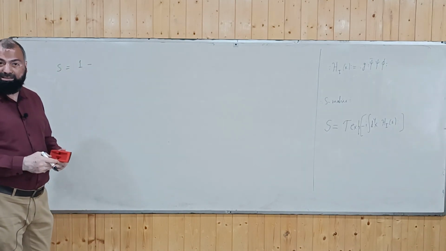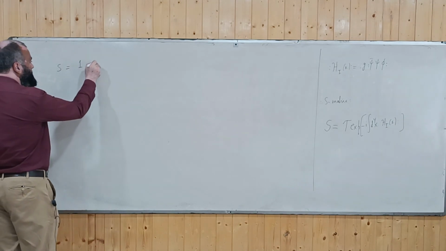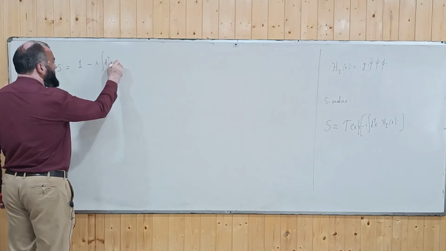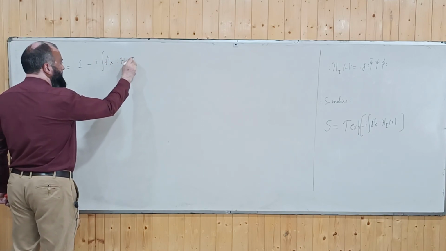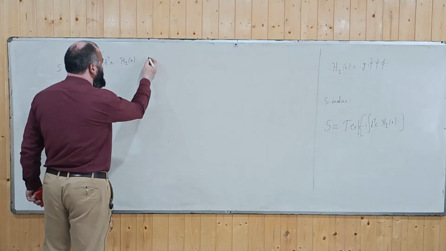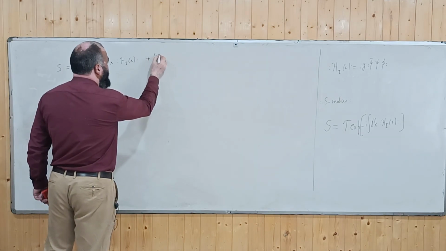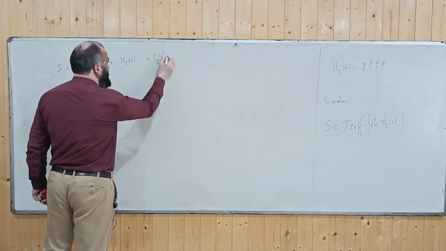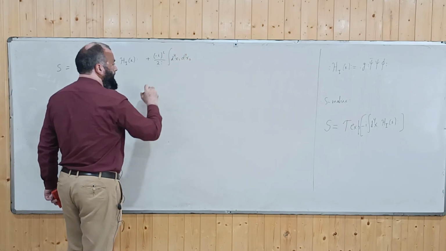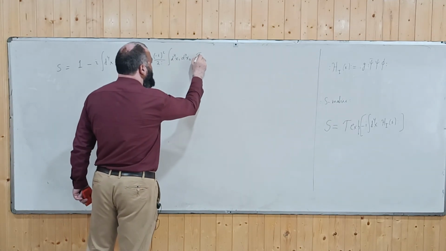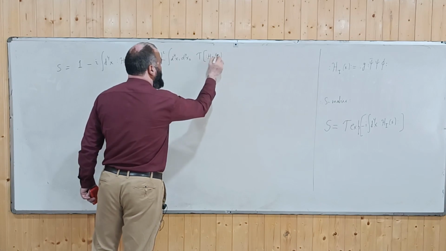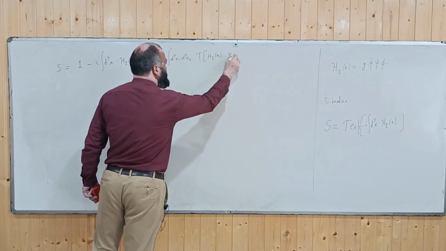It is e raised to the power minus iH. It is 1 minus i integral of d4x, then normal order H_I of x. Clear? Then there will be the next term. What is that? Plus minus i squared by 2 factorial integral of d4x1, d4x2, then time ordered H_I of x1, H_I of x2.